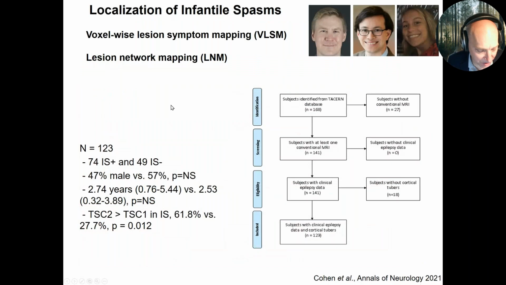So we asked the question, how is it possible that patients present with exactly the same symptoms, even though the lesion distribution that they have in their brain is vastly different? And that is what voxel-wise lesion symptom mapping and lesion network mapping do. And I'll tell you about both of these techniques. But we had 123 children that we recruited from this large group of patients with TSC, and with good imaging and good EEG data. Of the 123, 74 of them, actually a majority, developed infantile spasms, that generalized seizure type that we saw earlier, and others did not.